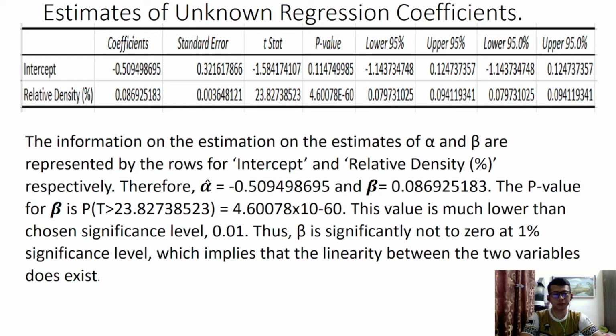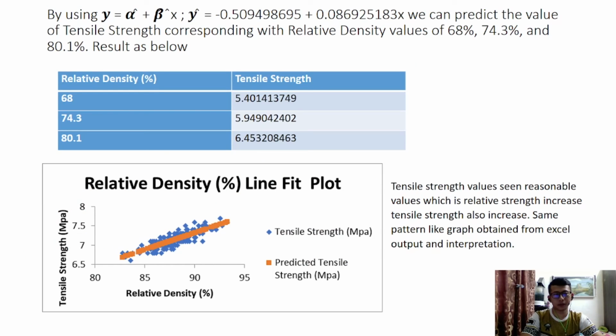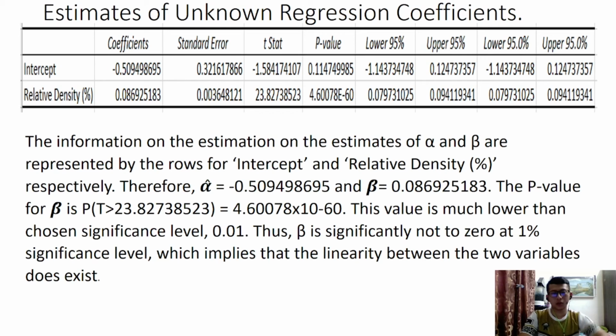For the estimate table, the estimates of alpha and beta are represented by the rows for intercept and relative density. For the values of alpha and beta, we can create the equation to predict the tensile strength. Therefore alpha is negative 0.5064989695 and beta is 0.089625183. The p-value for beta is the probability of t more than 23.8273853, which is equal to 4.60078 times 10 to the power of negative 60.